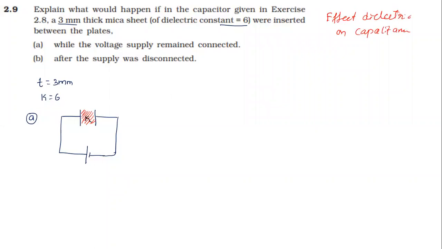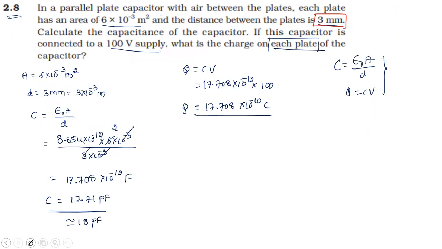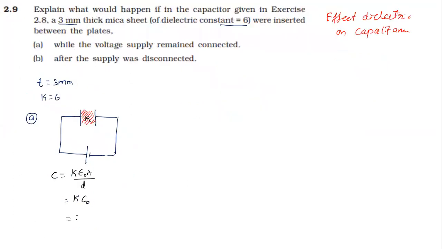Now what will happen? While the voltage supply remains connected, means battery potential remains the same, what will happen to the capacitance? Capacitance will be C equal to K times epsilon naught A by D. So I can say K times C naught, meaning the value when it was air. We got almost 18 picofarad. So it will be 6 times C naught, 18 picofarad.